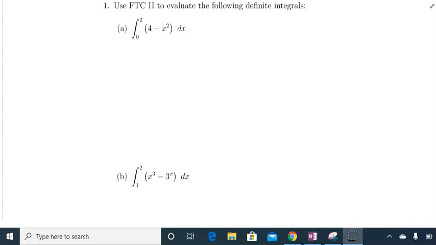The following problems. Use Fundamental Theorem of Calculus, Part 2, to evaluate the following definite integrals. A. The integral from 0 to 2 of 4 minus x squared dx. And B. The integral from 1 to 2 of x cubed minus 3 to the x dx.